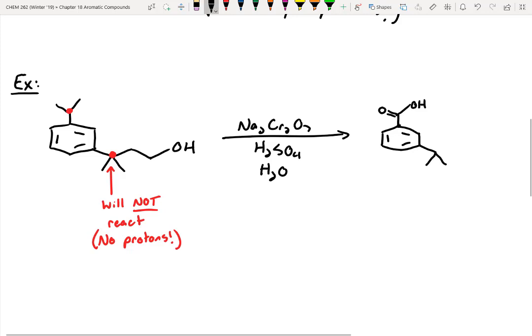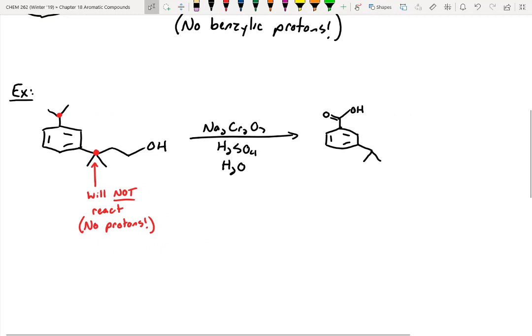And is there anything else that can react in there? The alcohol. What will the alcohol turn into? Carboxylic acid. So this is one of those reactions that's somewhat versatile, right? We can not only oxidize primary alcohols to carboxylic acids, but we can also oxidize benzylic positions to carboxylic acids. So it's pretty powerful that way.